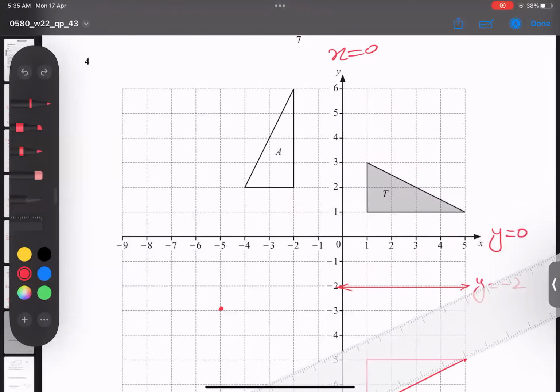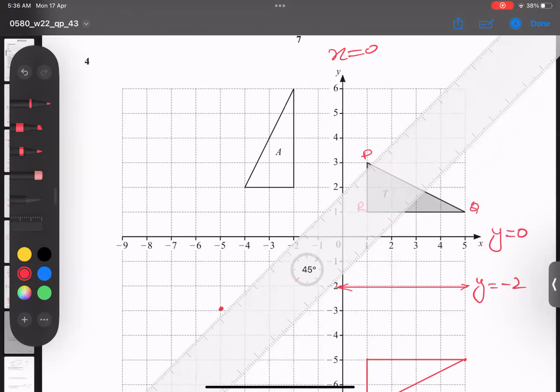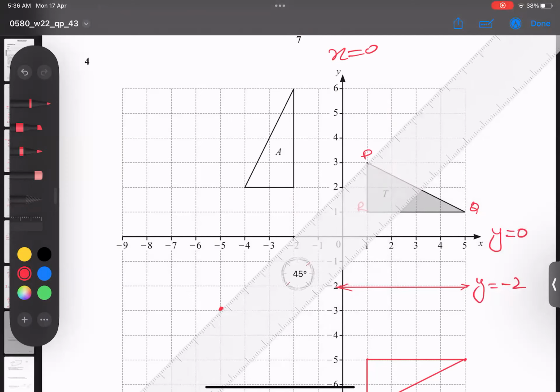First of all, label here P, Q, and R. No need to join. Check from the center to P: 1, 2, 3, 4, 5, 6 boxes. And 6 made half, we get 3. So 1, 2, 3. Alhamdulillah Rabbil Alameen, P dash is coming here.